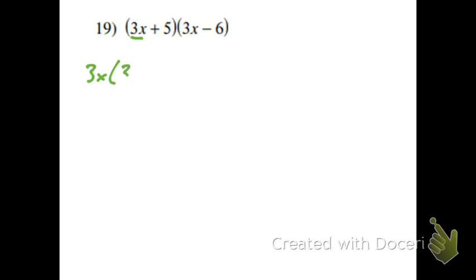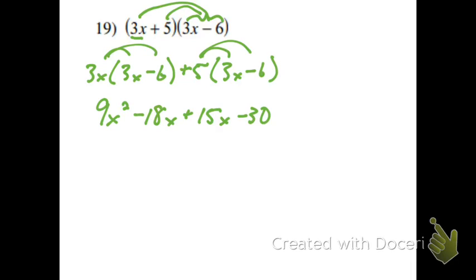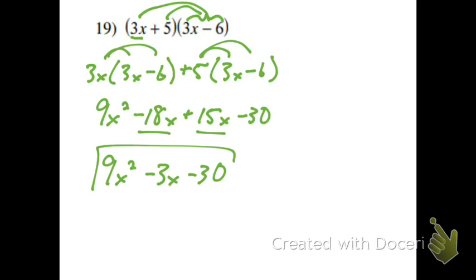I'm going to multiply it by 3x minus 6. So I'm taking this first term and distributing it to the binomial there. And then a plus 5 also gets distributed to 3x minus 6. Then we multiply. So I have 9x squared minus 18x plus 15x minus 30. Okay? So then we can combine those two like terms. So I have 9x squared minus 3x minus 30. That's what we end up with right there.